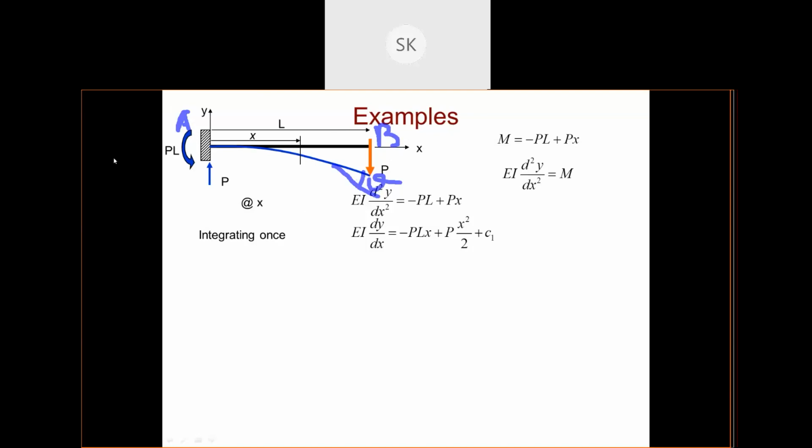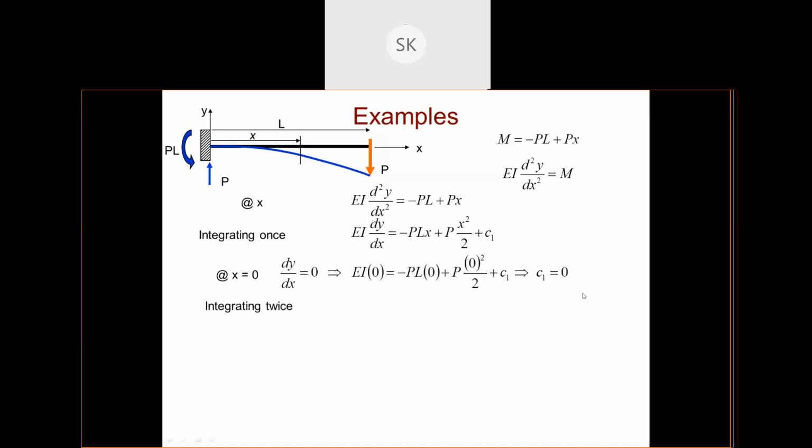Okay, let's see. So at x equals 0, we know that our slope is 0, dy by dx is 0, right? We just saw the boundary condition at x equals 0. If I am taking x equals 0, my slope is 0. So I have placed dy by dx equals 0 here, and I got the value of c1 equals 0. So my c1 is 0.